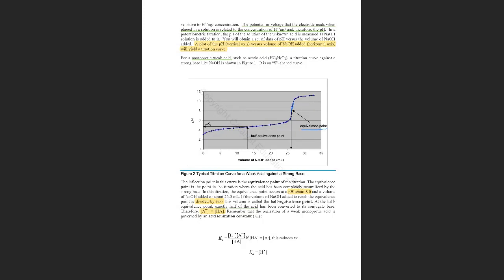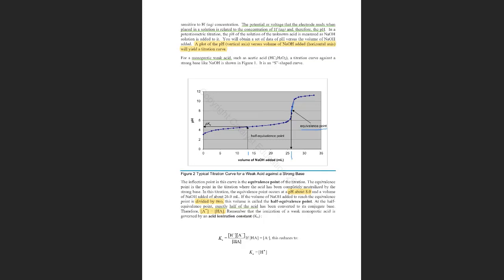And then it's showing us that if we divide the volume of sodium hydroxide needed to reach the equivalence point, which will be this one, by 2, the volume is this one, which is called the half equivalence point. The name is clear, I mean, it's half the equivalence point, there is nothing new. But why is the half equivalence point important? Can somebody tell me why it's important to get the half equivalence point?